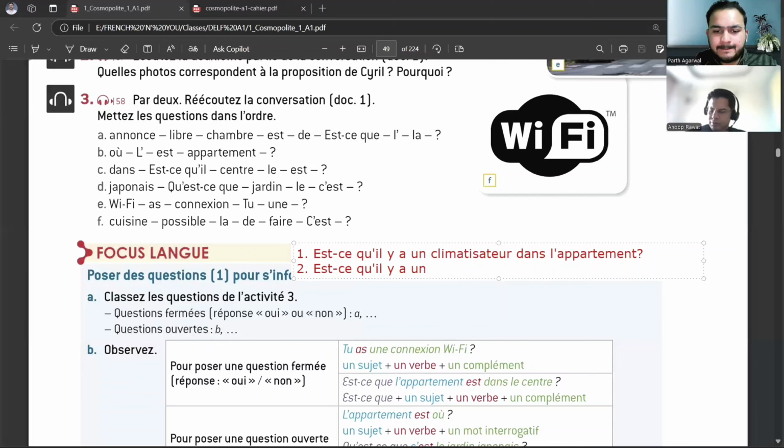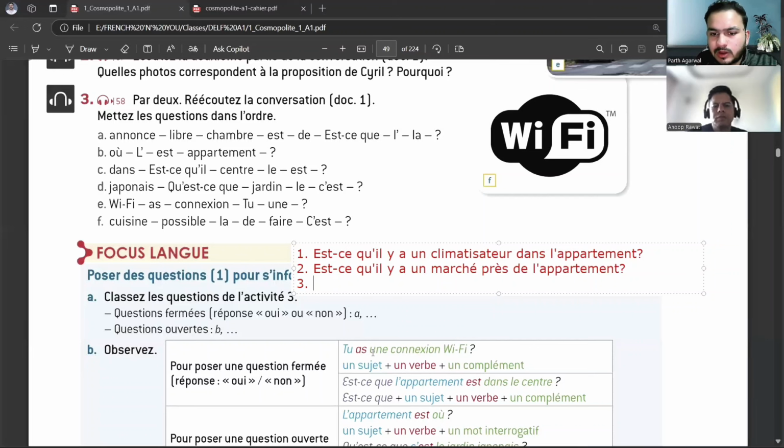Est-ce qu'il y a un marché près de... Okay. Is there a market near the apartment? Okay. Now let's try to make a question without using est-ce que. Normally, without using est-ce que.